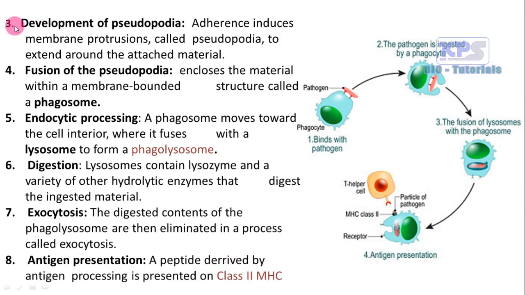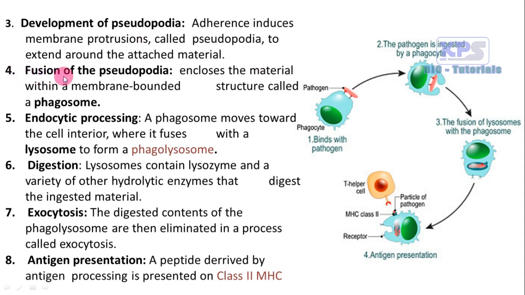Then the third step of phagocytosis is the development of pseudopodia. The adherence of the antigen to the macrophage induces membrane protrusions called pseudopodia to extend around the attached material. So when an antigen is attached to the macrophage, a membrane protrusion will be developed around the antigen and it helps to engulf the antigen by the phagocyte.